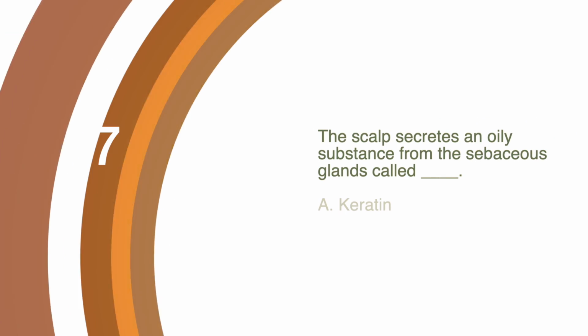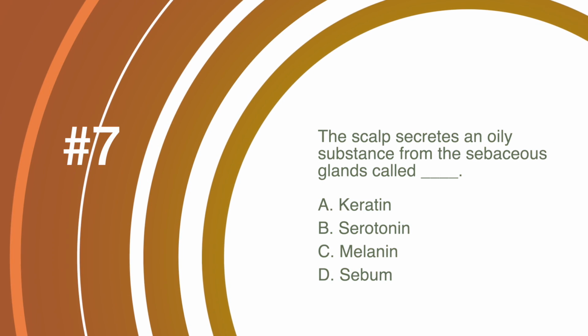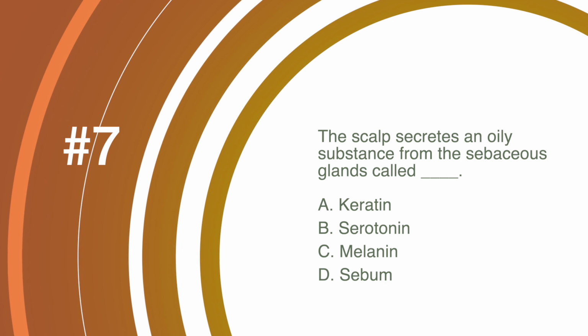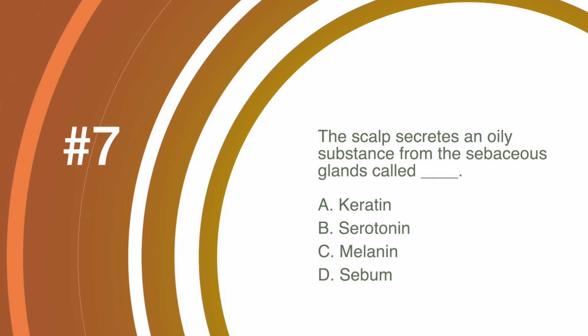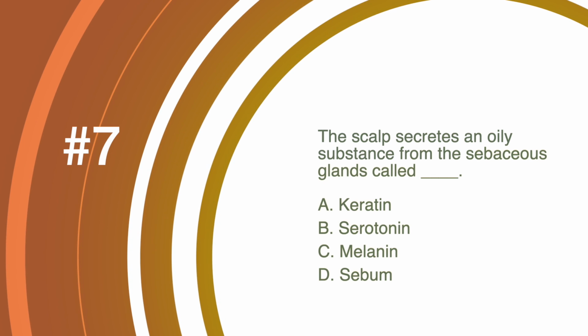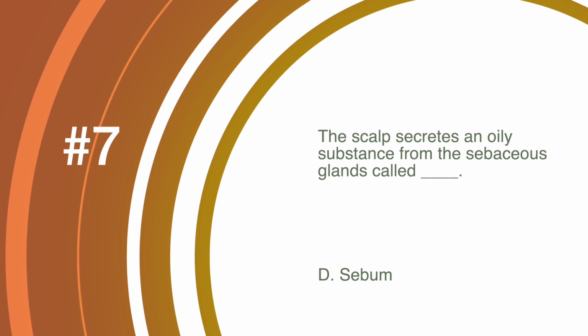The scalp secretes an oily substance from the sebaceous glands called A, keratin, B, serotonin, C, melanin, or D, sebum. The answer is D, sebum. Its primary function is to protect your scalp and hair from moisture loss and infection with antifungal properties.